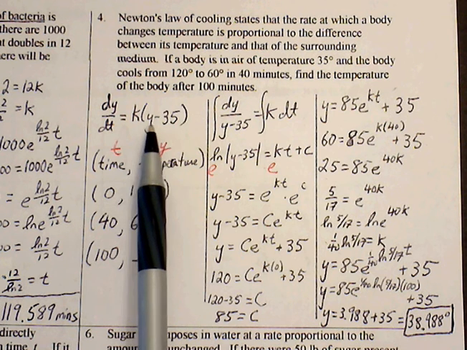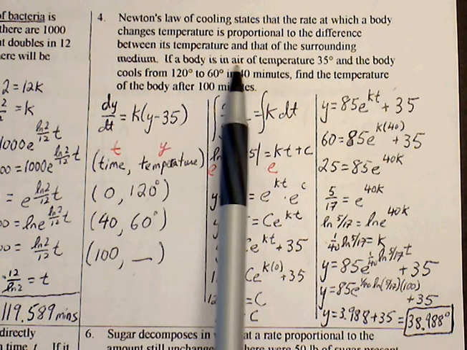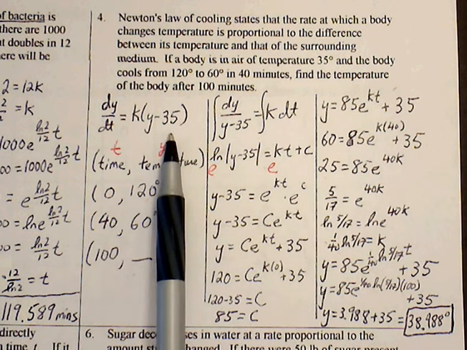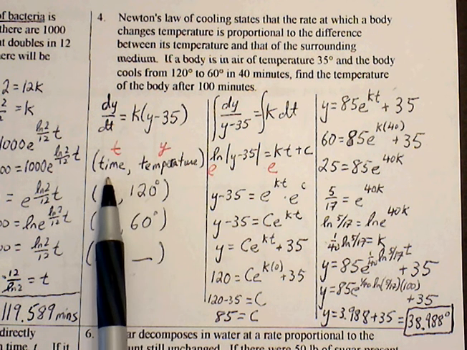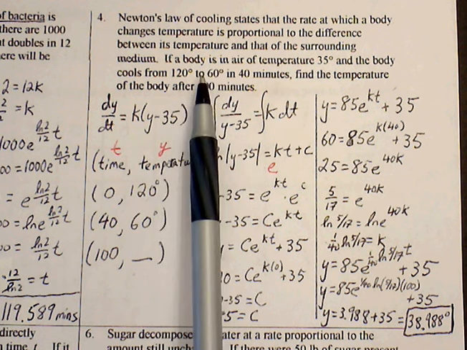So temperature is y, and the surrounding medium in this case is given in the problem to be 35 degrees. So room temperature is 35 degrees, or the temperature in the air is 35 degrees. So this is our differential equation. Time is the independent variable. Temperature is the dependent variable.